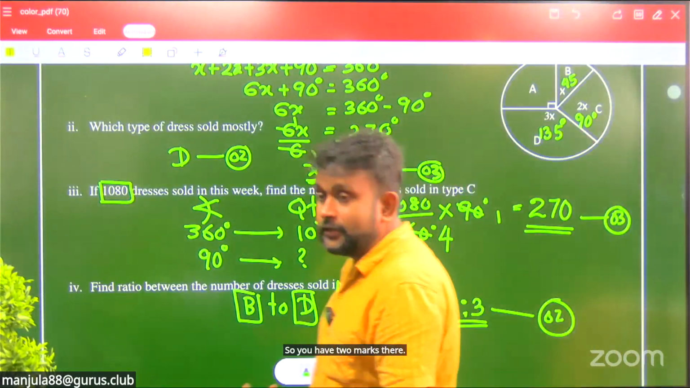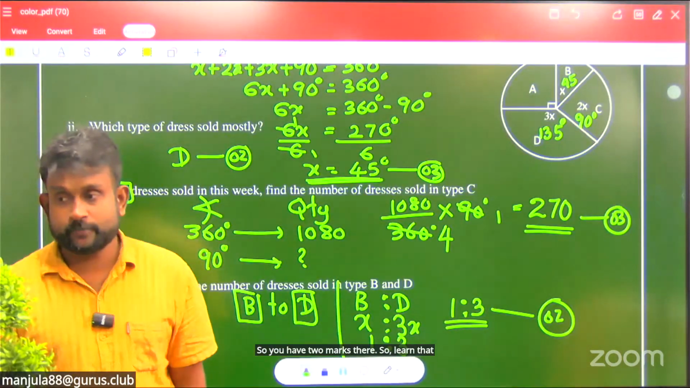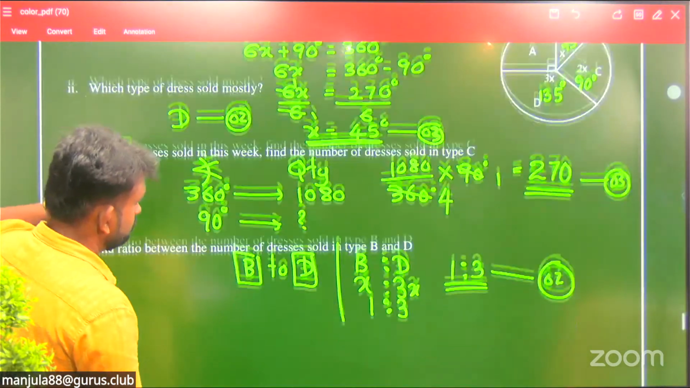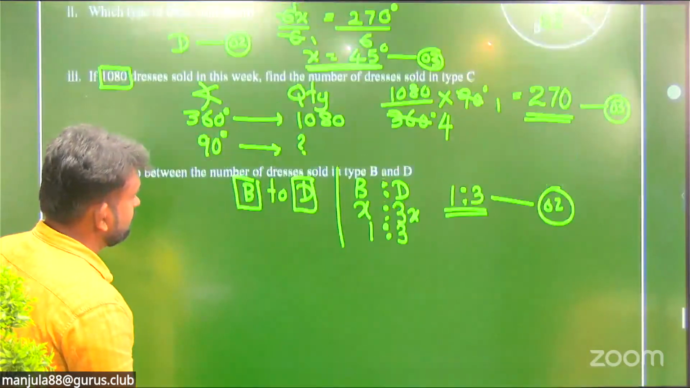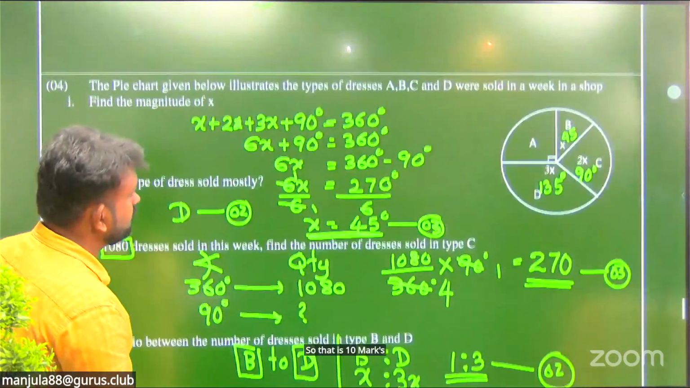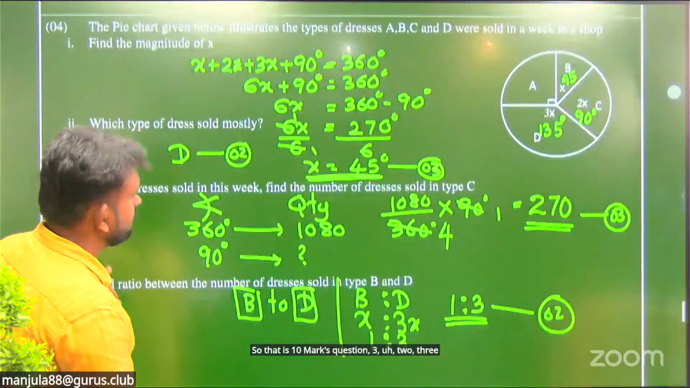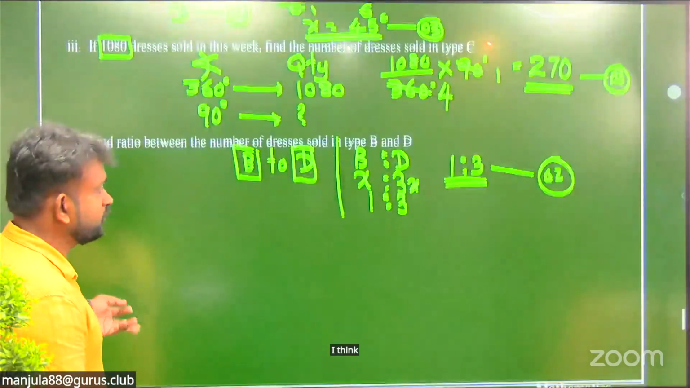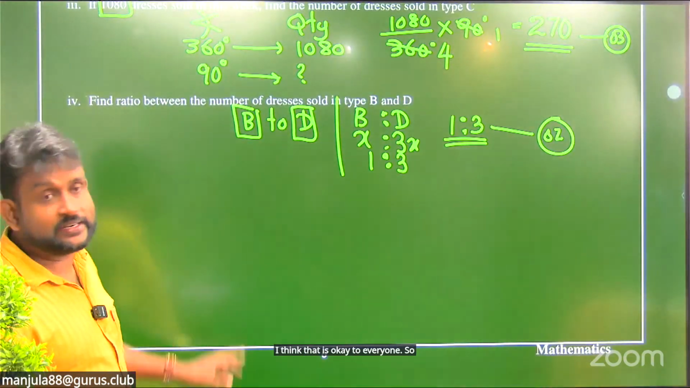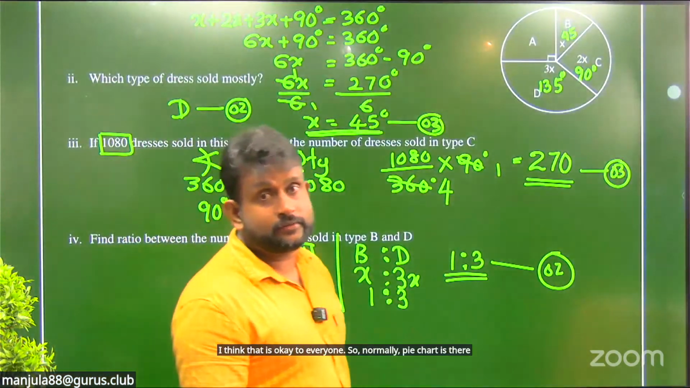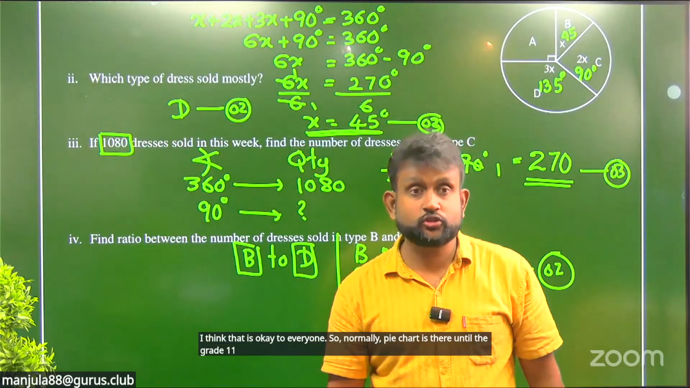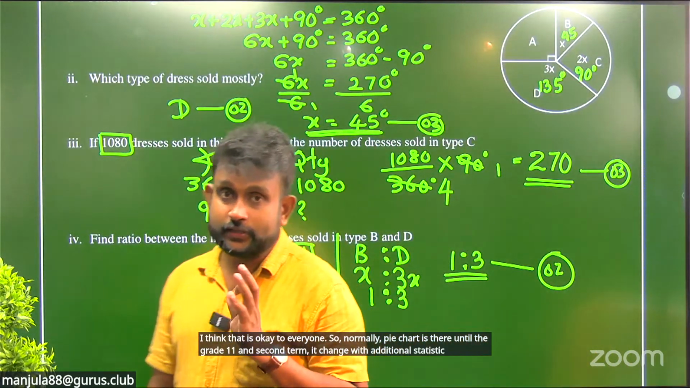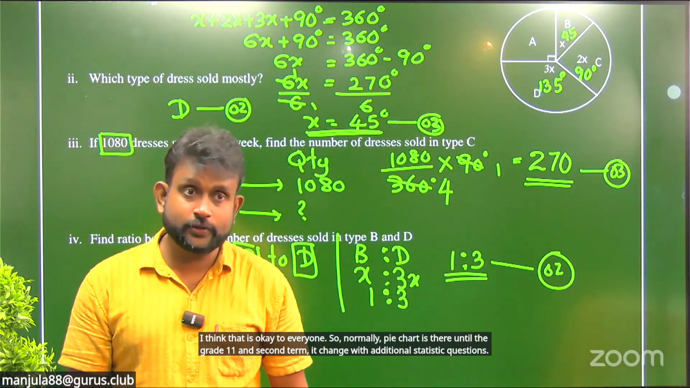So learn these new, additional points. That is a 10 marks question: 3, 2, 3, 2 and so on. That is how the marks are allocated, I think that is okay for everyone. Normally the pie chart is there until the grade 11 second term. It changes with additional statistics questions, histogram and cumulative frequency curve.